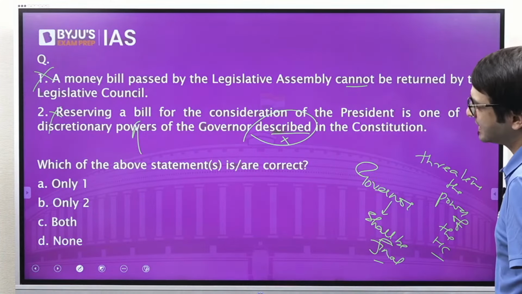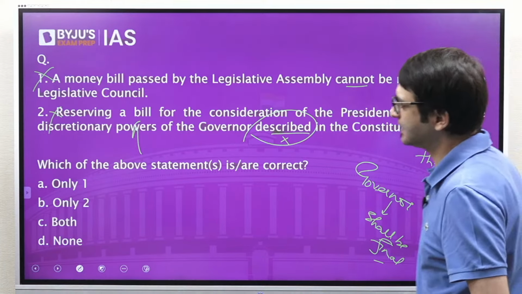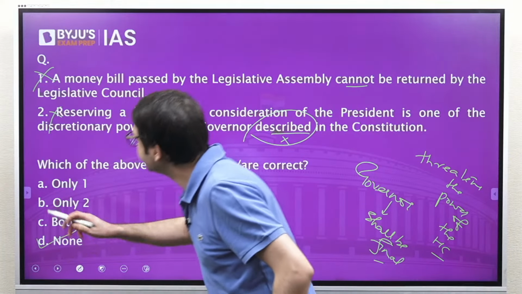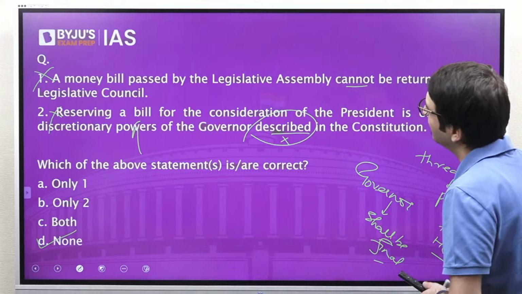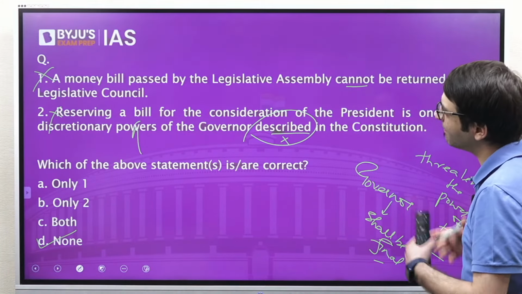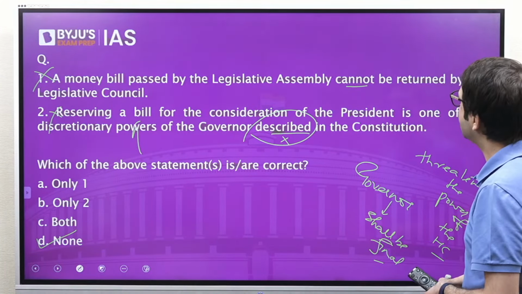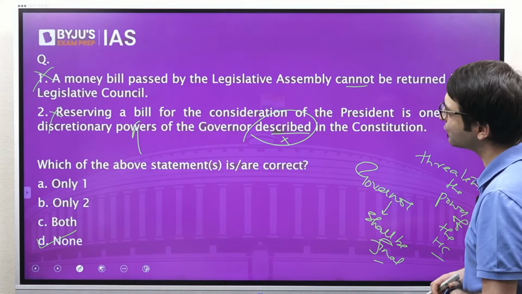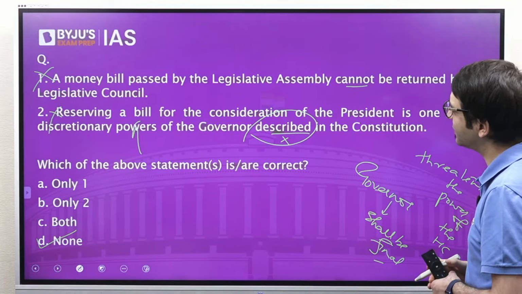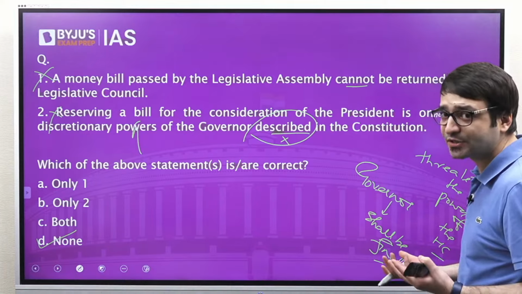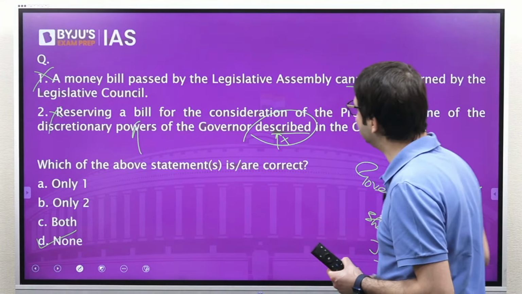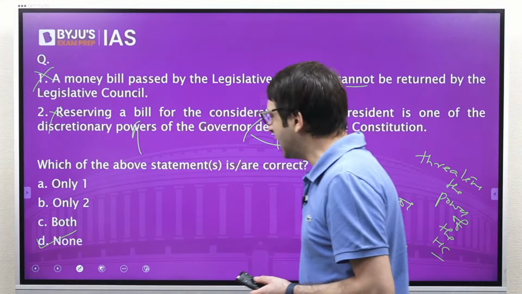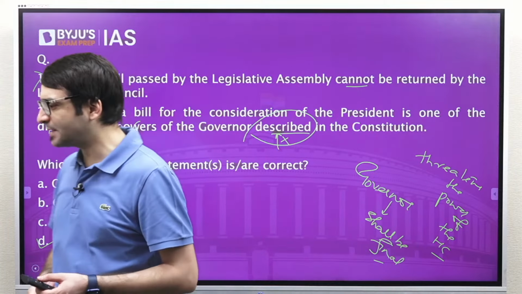Which of the above statements is or are correct? None. Both these statements are incorrect. A money bill passed by the Legislative Assembly can be returned by the Council, and reserving a bill for the consideration of the President is a discretionary power, but it is not described in the Constitution. None of these statements are correct. D is the right answer.